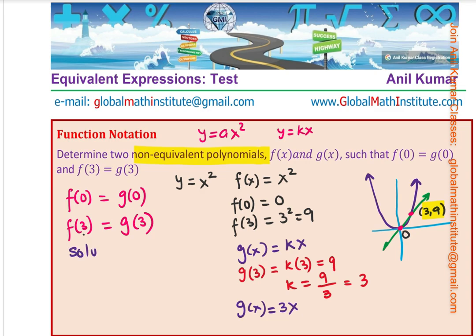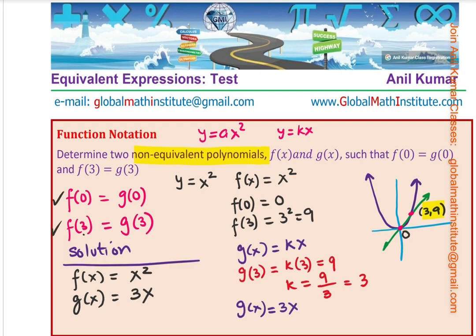So what is the solution for us? For the given conditions, we have a function f of x which is equal to x squared, right? And the function g of x which is equal to 3 times x. In that case, we find that both these conditions are met. And as you can see, the parabola and the line only intersect at 2 points, and therefore they are not equivalent, right? So they are non-equivalent polynomials. Does it make sense to you? Correct? So I hope this whole concept of the unit on equivalent and non-equivalent expressions is becoming clearer, right?